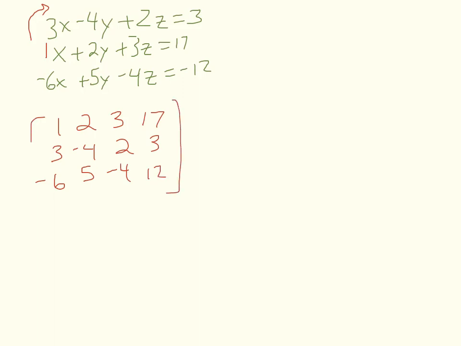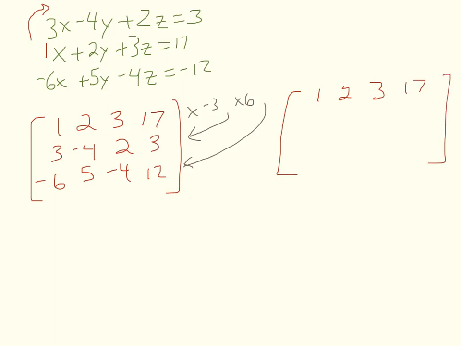Okay? So I already have a 1. So what I want to do is get rid of the 3 and the negative 6. So for my first equation, if I multiply this by negative 3 and add it here, and multiply the other one by 6 and add it here, I'll get rid of that 3 and the 6. And you'll see it in 1 second. Okay? So if you think about it, I'll rewrite the 1, 2, 3, 17.